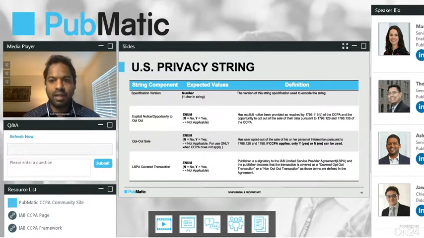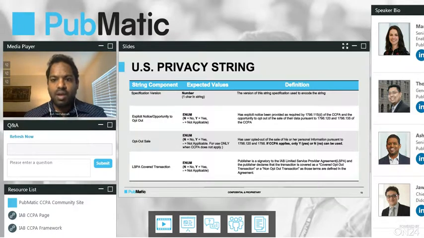The final character in the US privacy string is the LSPA covered transaction. What it captures is whether the publisher is part of IAB's Limited Service Providers Agreement. So that's all at a very high level: four characters that capture the user preferences and publisher readiness for CCPA. And all of that together is captured in the US privacy string.